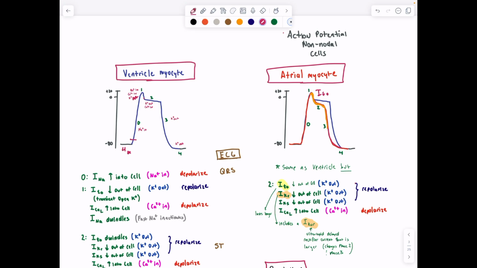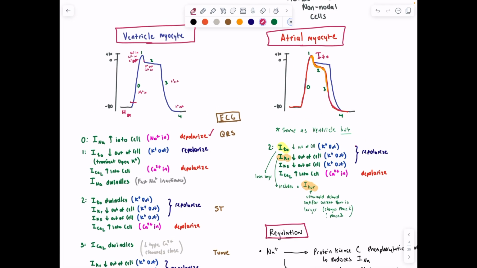During phase 0, once you get past threshold voltage, our fast sodium channel is going to open. That's going to give us INa, and that's going to allow sodium into the cell. That's going to depolarize the cell. And it's important to know, as you're increasing the voltage, we're going to have our different channels start to open. The delayed rectifier currents are going to start changing into the open configuration, but they're called delayed because they take a while to do that. And so they're not going to come into play until phase 2 or phase 3.